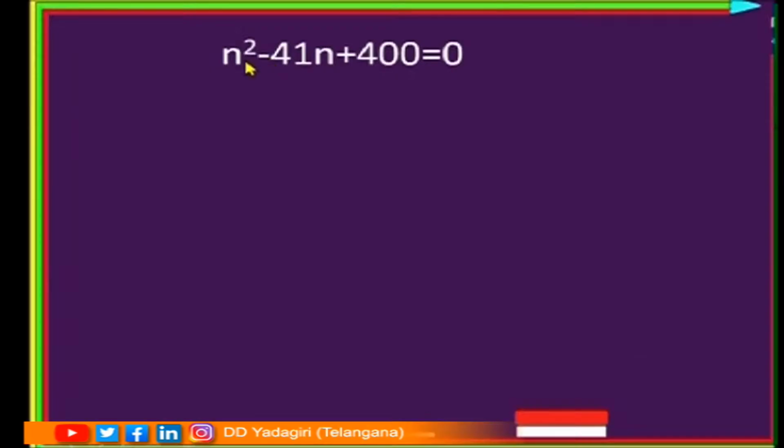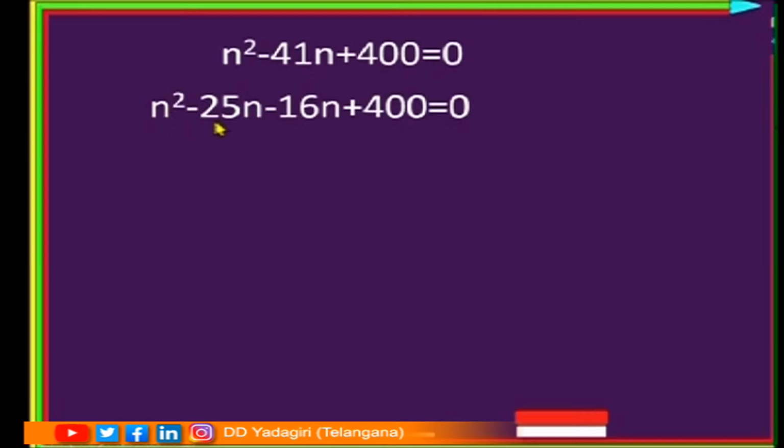Now this is the quadratic equation we have seen just now: n square minus 41n plus 400 is equal to 0. What are the factors? The product of the extreme terms is 400. The factors are minus 25 and minus 16. If we add these two terms, we will get minus 41n, and the product of these two terms is 400n square. So this factorization is important.